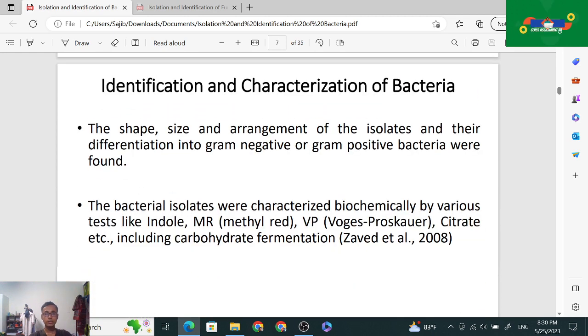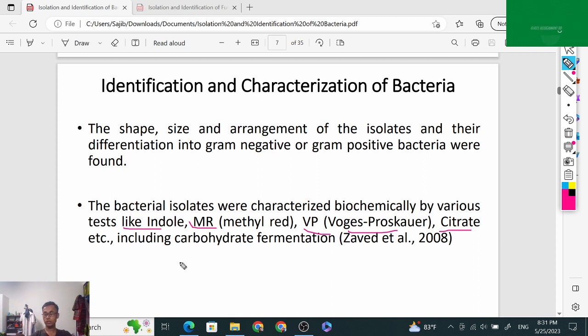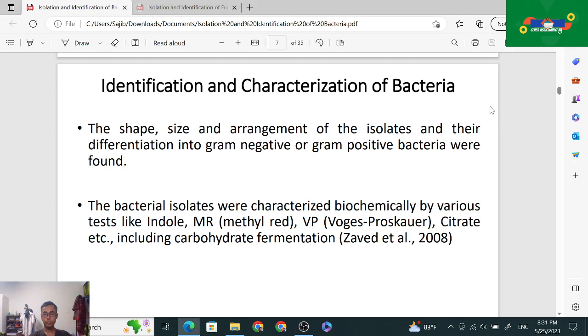Then, isolation and characterization of bacteria: the shape, size, and arrangement of the isolates and their differentiation into gram-negative or gram-positive bacteria were found. The bacterial isolates were characterized biochemically by various tests like indole, MR (methyl red), VP (Voges-Proskauer), citrate, etc., including carbohydrate fermentation. So this is the identification and characterization of bacteria.